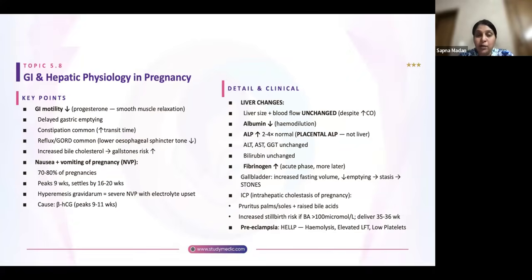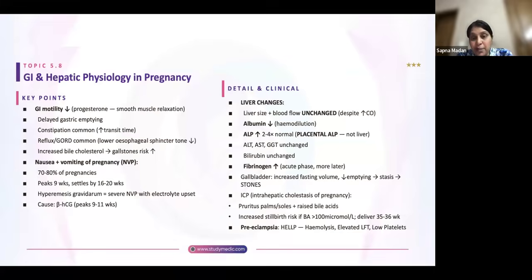The lower esophageal sphincter tone is reduced in pregnancy because of progesterone. There is increased bile cholesterol, and therefore gallstones can form in pregnancy. There's an increased risk of gallstones.